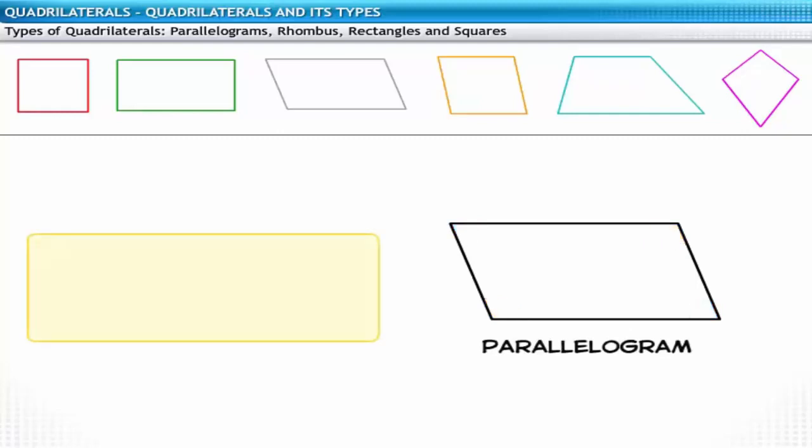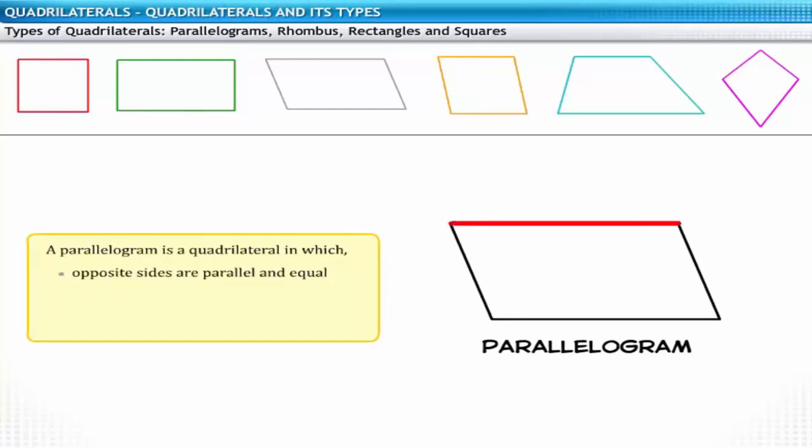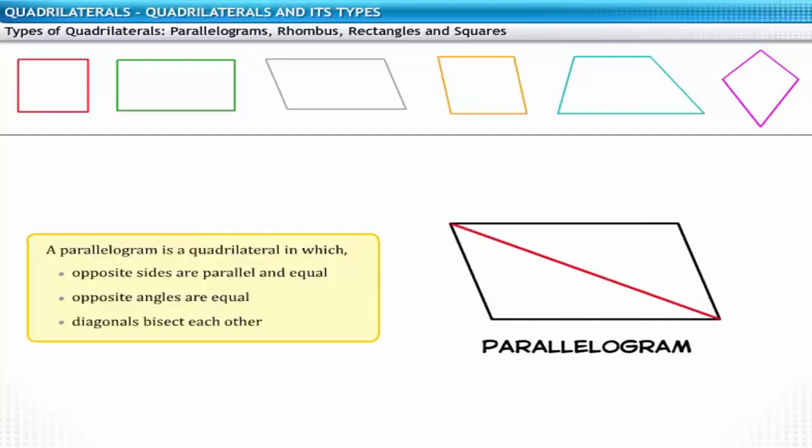Let's define it. A parallelogram is a quadrilateral in which opposite sides are parallel and equal in length. Opposite angles are equal. Diagonals bisect each other.